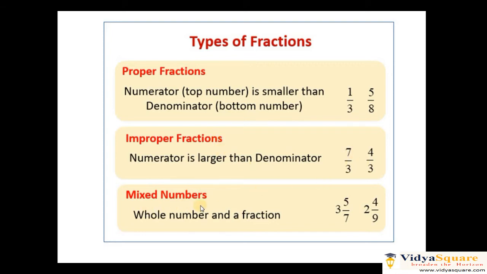Next is mixed numbers or mixed fractions. Here we have a whole number along with the fraction, like 3 5 over 7 and 2 4 over 9. So 3 is the whole number and 2 is the whole number here. Along with the whole number we have a fraction like 5 by 7 and 4 by 9. So these are the three types of fractions that are available in mathematics.